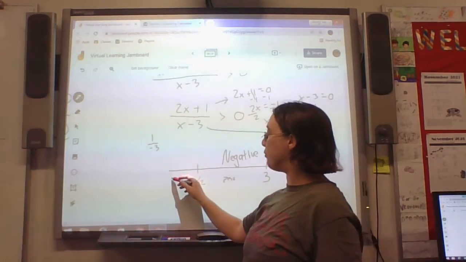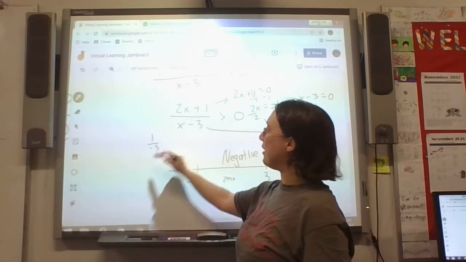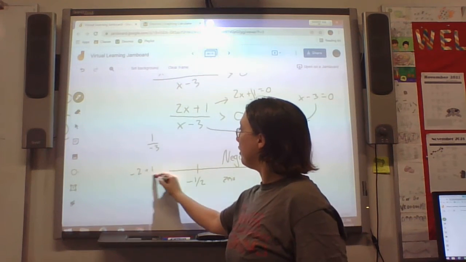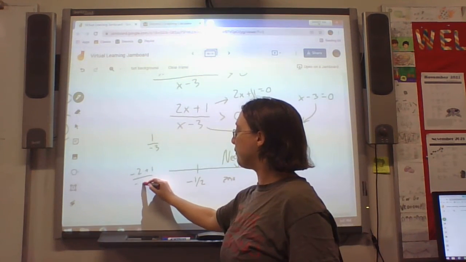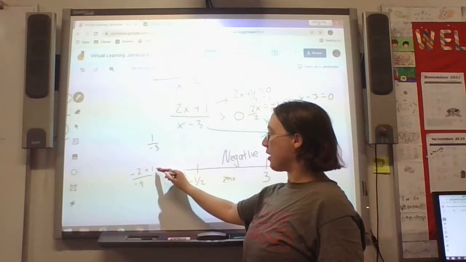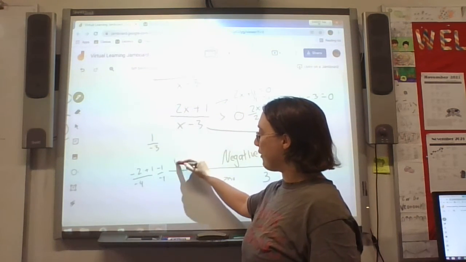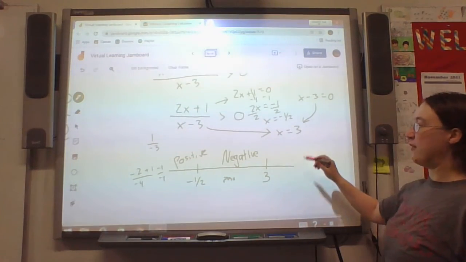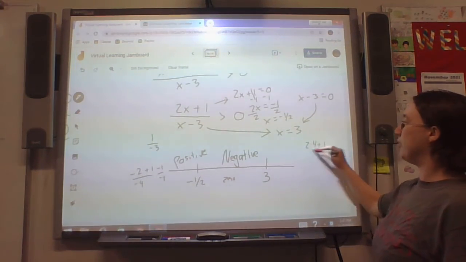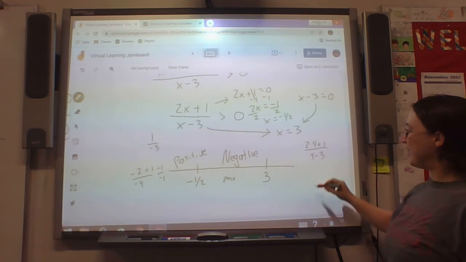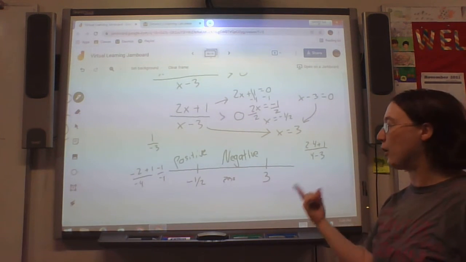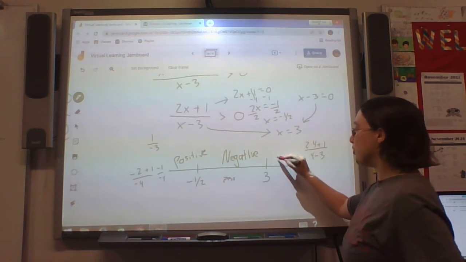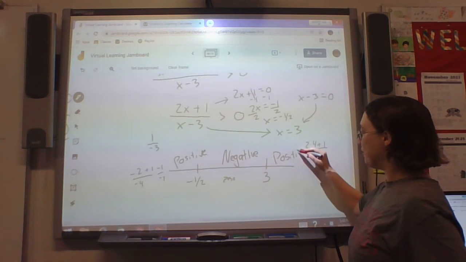So if we plug in a negative 1, we've got a 2 times a negative 1 is negative 2, plus 1 over negative 1 minus 3 is negative 4. So if we have a negative over a negative, that's going to be positive. And if you plug in something over here, like say 4, we got 2 times 4 plus 1 over 4 minus 3. That's positive over positive. And again, the big thing in here isn't what is that number, it's just is that number positive or is that number negative.